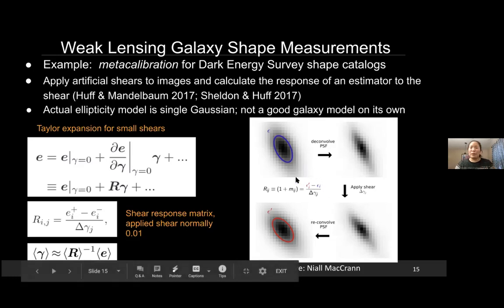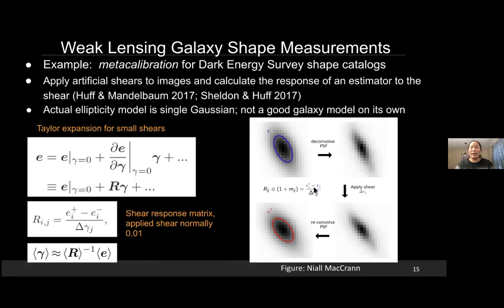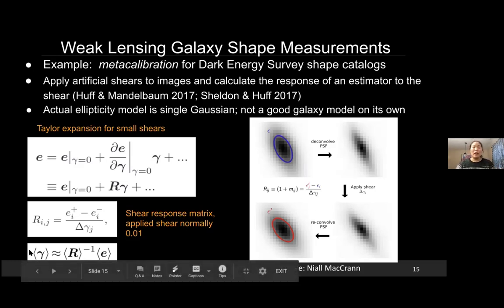And so then what you're looking at is the difference in the ellipticities with respect to the difference in the shears that you applied. And this tells you about the response of that galaxy image to the applied shear. And then ultimately, you can say that the average shear is equal to the average ellipticity divided by the average response.